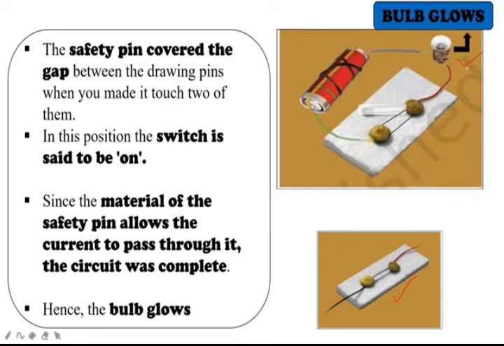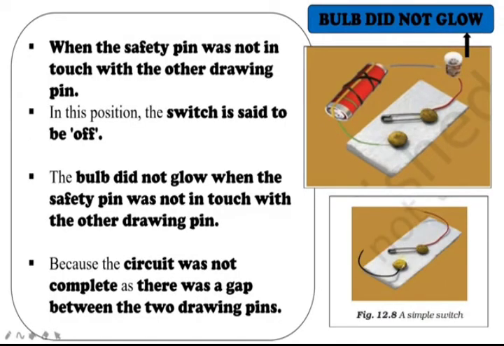So the safety pin covered the gap between the drawing pins when you made it touch two of them. In this position, the switch is said to be on. Since the material of the safety pin allows the current to pass through it, the circuit was complete and hence the bulb glows. Here you can see the preparation of a simple switch with the help of a safety pin, and how it works.